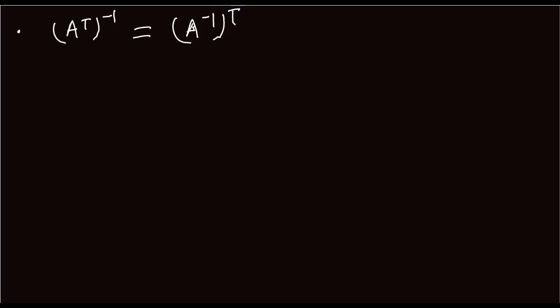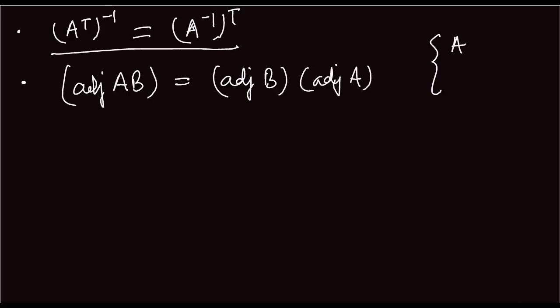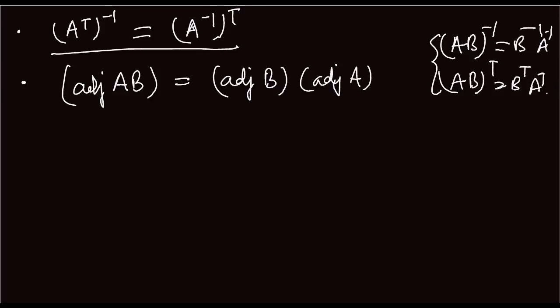Now we'll move on to another property for matrices. There are a set of properties which we'll discuss one by one. First one: the inverse of A transpose is equal to the transpose of A inverse. So if you take the transpose first or the inverse first, that doesn't matter. You can take any one first and then apply the other one. Second property: adjoint of AB is equal to adjoint of B times adjoint of A. You can remember the two properties about transpose and inverse: first you write B inverse then A inverse. Here also B transpose then A transpose. Similarly for adjoint also.